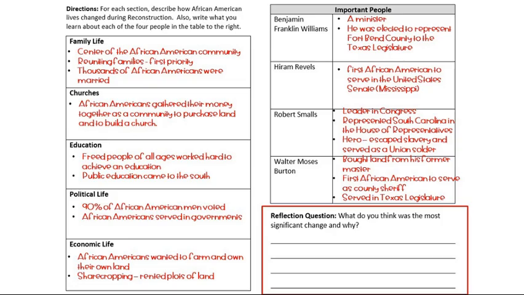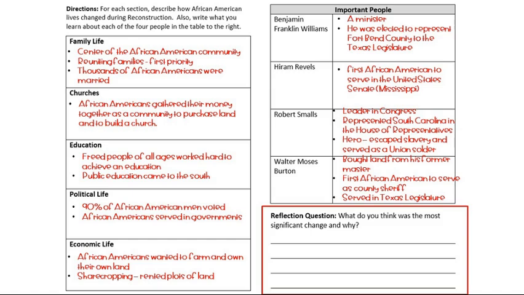You're going to go ahead and update your notes now for economic life. We want to add that African Americans wanted to farm and own their own land, and that sharecropping happened where they rented plots of land. You also want to add information on important people under Walter Moses Burton. You want to add that he bought land from his former master, that he was the first African American to serve as county sheriff, and that he served in the Texas legislature.